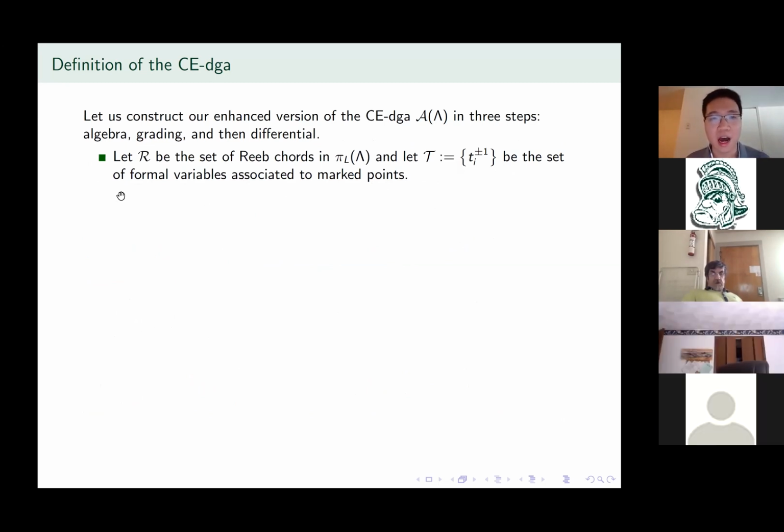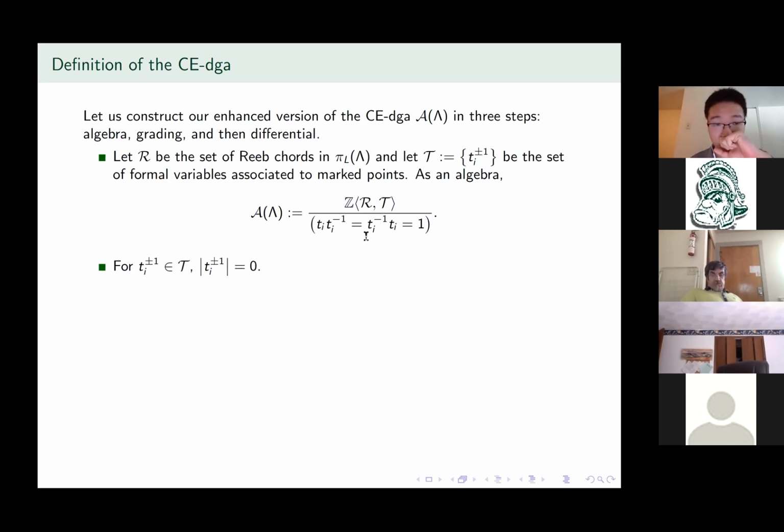And then the Chekhov-Dili-Ashford DGA as an algebra is freely generated by these formal variables over Z with the condition that t_i times t_i inverse is 1. Okay, so it's quite free. Okay, for the grading, each mark point, each formal variable, has degree 0.